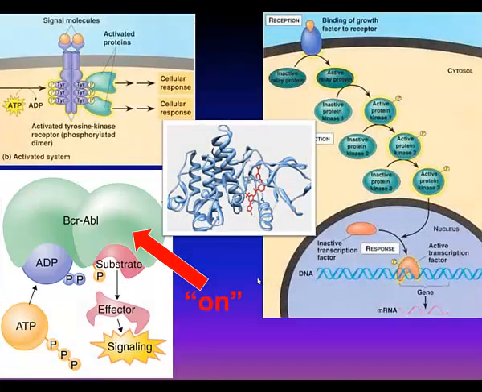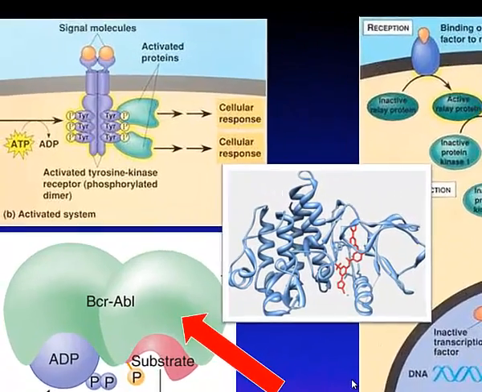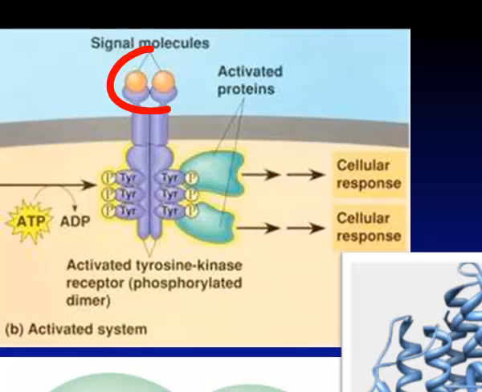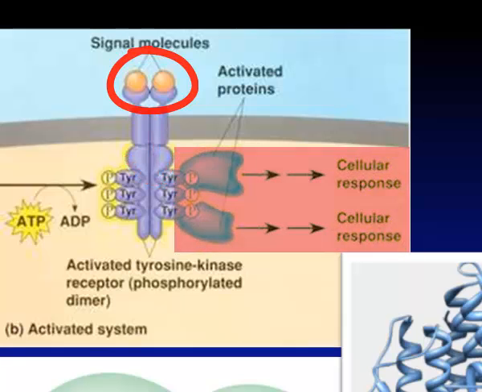The signal transduction cascade in a cell that has this fusion protein is going to be short-circuited. Now the reason is because normally you have signal molecules being received by a cell. And you can see how these signal molecules are going to bind and cause a change in these receptor proteins. Inside the cell, you're going to have proteins activated, and then it's going to lead to a cellular response.